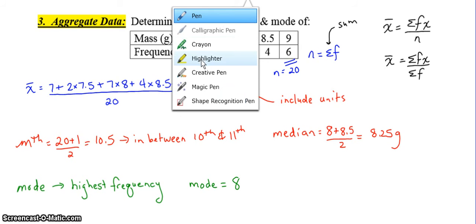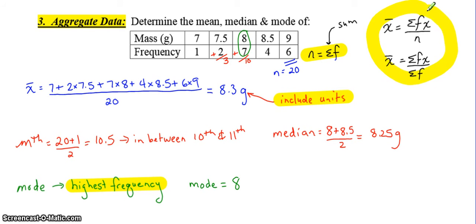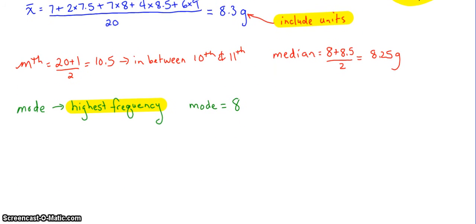So some things to make sure you remember is the number of pieces of data is the same as the sum of all the frequencies. You want to make sure you include your units. You want to make sure that you know that the mode is the highest frequency. And you just really want to make sure that you're following these formulas. So let's move on to the next example.